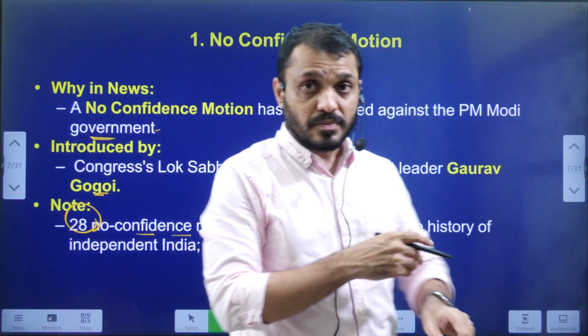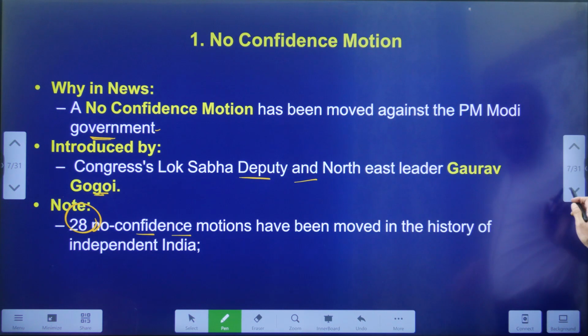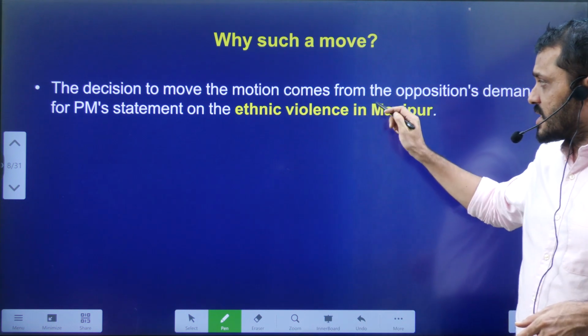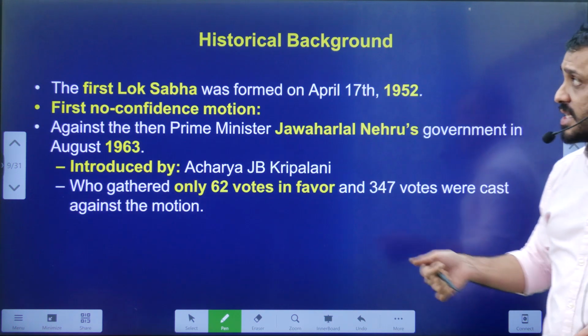Now we will go through the notes. Already you know why it is in news and who are introducing, and so far 28 no confidence motions were introduced. Why such a move? It is to get the response from the government on the Manipur violence.